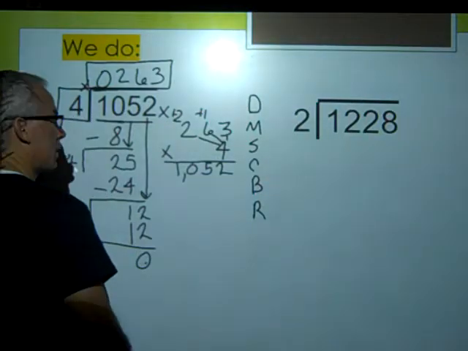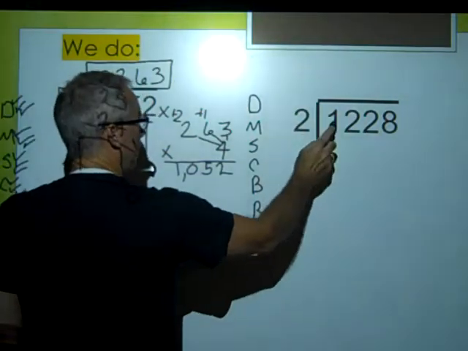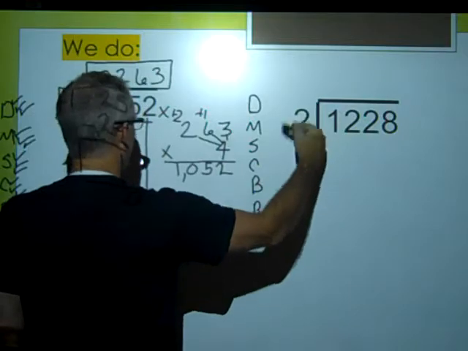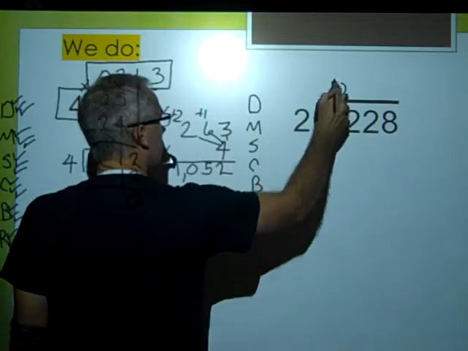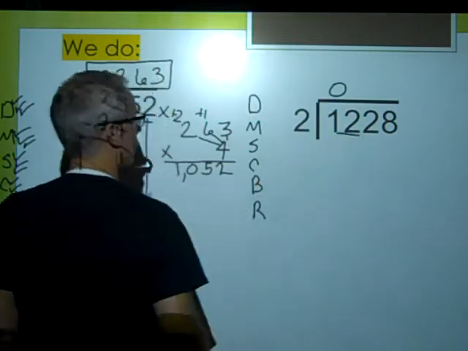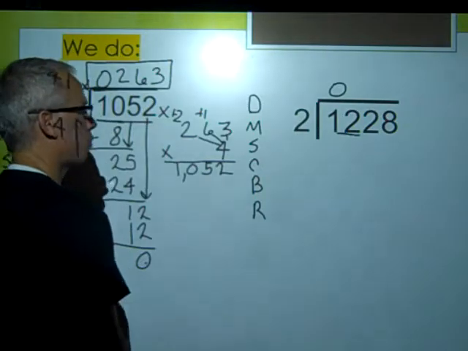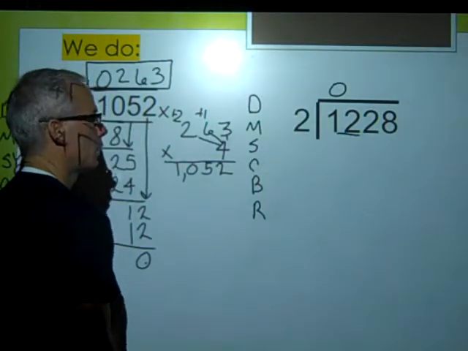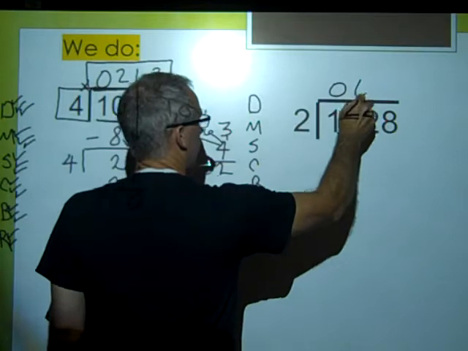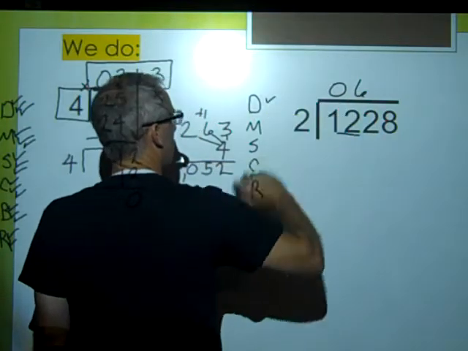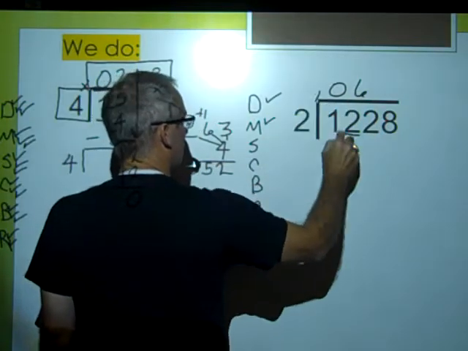Alright, let's go ahead and go through the process. How many groups of 2 can I make from 1? Well, if I have 1, I cannot have a group of 2, so that's 0. Go to the next digit, 12. How many groups of 2 can I make from 12? Well, 2 times 6. Multiply, 2 times 6 is 12.